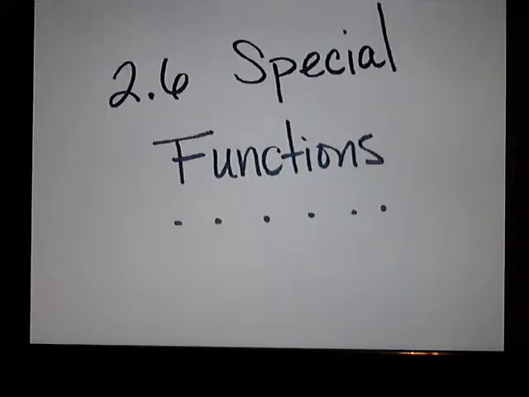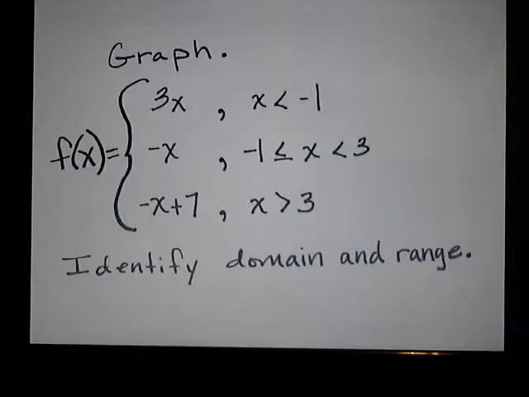Functions that can be graded, not necessarily lines, but other types of functions. The first thing we're going to do is called piecewise functions. So you have f of x equal to, and you have several pieces. You have 3x for x less than -1, negative x for -1 less than or equal to x less than 3, and then negative x plus 7 for x greater than 3.